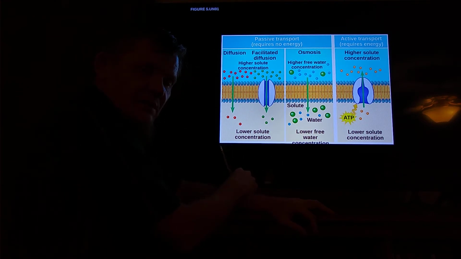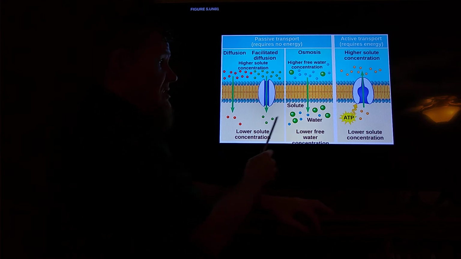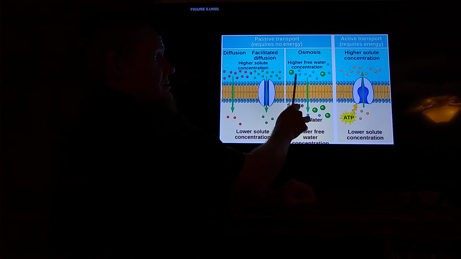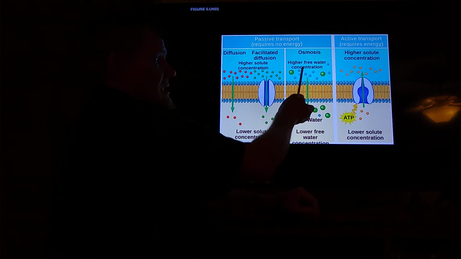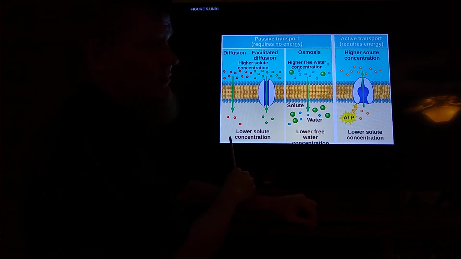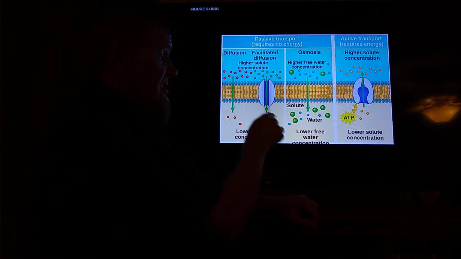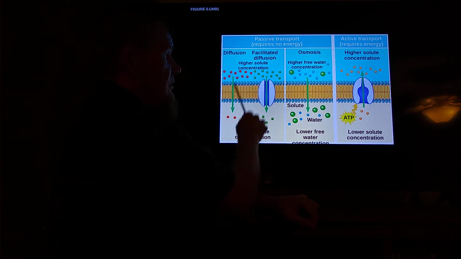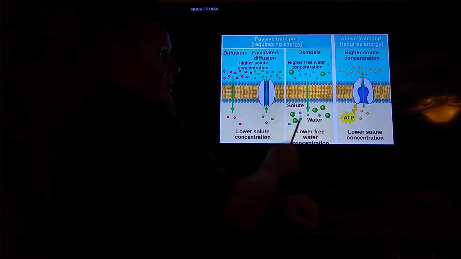Osmosis is specifically talking about the movement of water and not just dissolved stuff. We're saying there's more water out here than there is inside, so it moves from where there's more to where there's not as much. We're still talking about the movement from a lot to not much. This time, these are particles that are moving. This time, it's specifically water that moves.